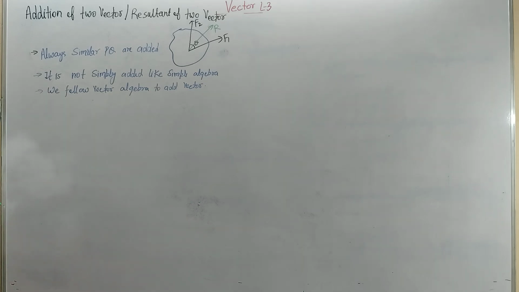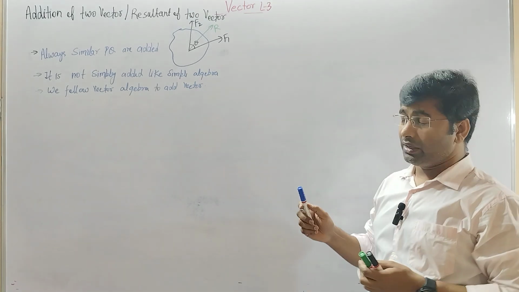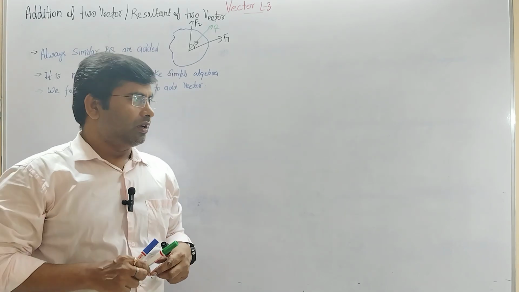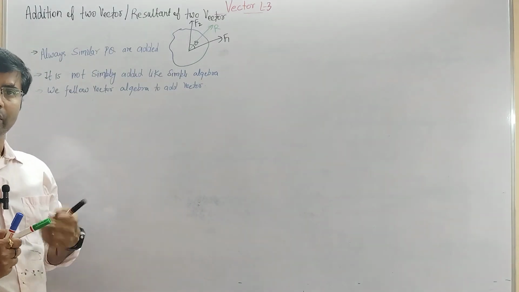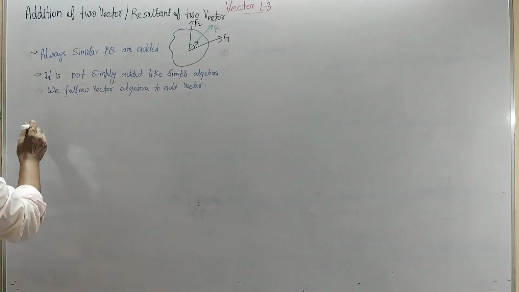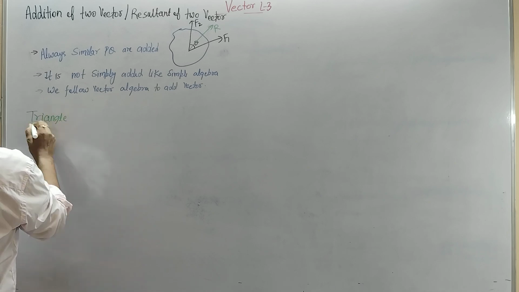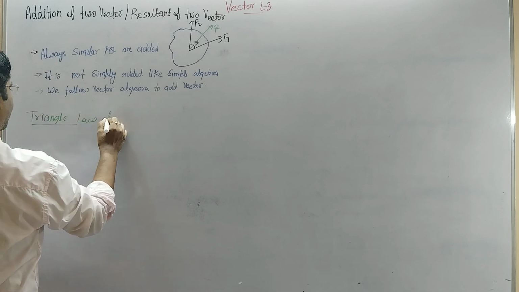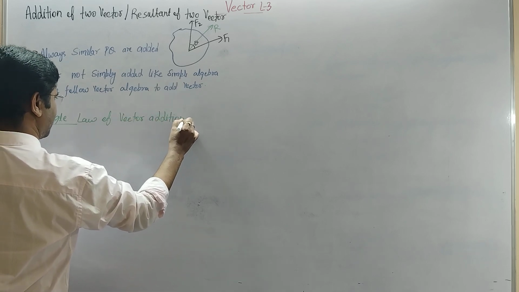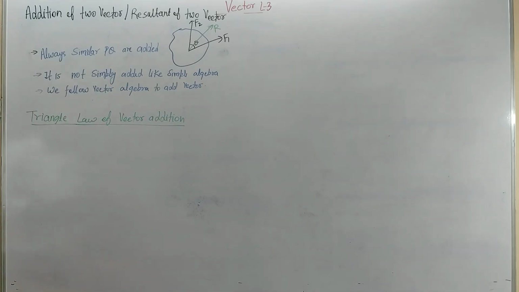Here there are two laws. One is the triangle law of vector addition, and the second one is the parallelogram law of vector addition. The first one is the triangle law of vector addition. So we will first define what the triangle law of vector addition is.